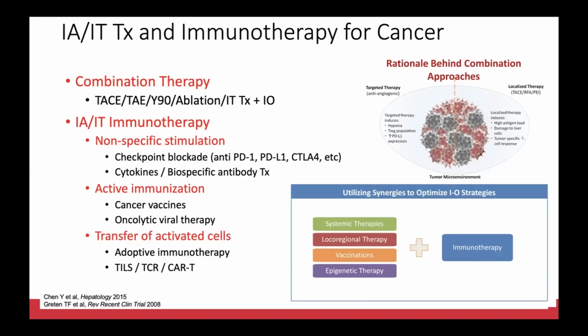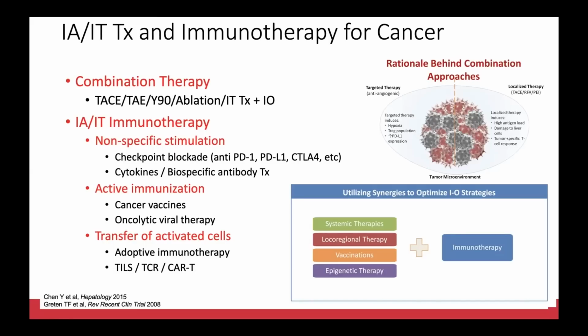Then the up and coming, more novel approaches: different cytokines, different bispecific antibody therapies in combination with IO that are selectively given to the patient's tumor; active immunization with intratumoral cancer vaccine or oncolytic viral therapies; and also intratumoral activated T cell therapies. All of these are currently being tested and formulated.